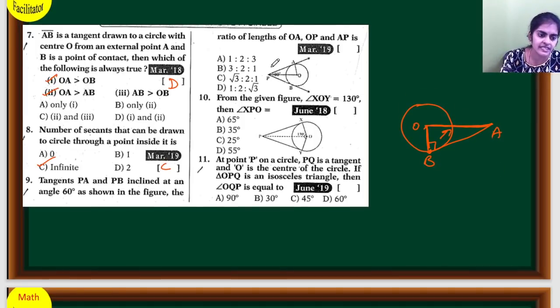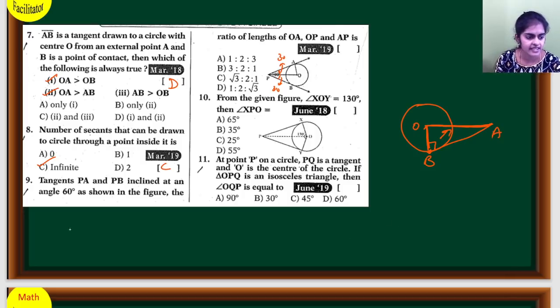Tangents PA and PB are inclined at an angle of 60. Total angle is 60. So the ratio of OA, OP and AP they are asking. Okay, this total is 60. They are asking you the ratios of these three. So how can you do it now? See here, total is 60. Now what about this angle? When I was teaching you in the one shot, I told you this will be half, half out of the total 60.